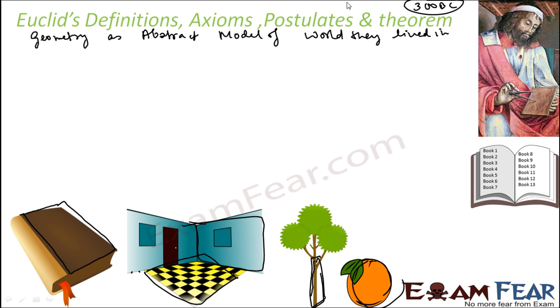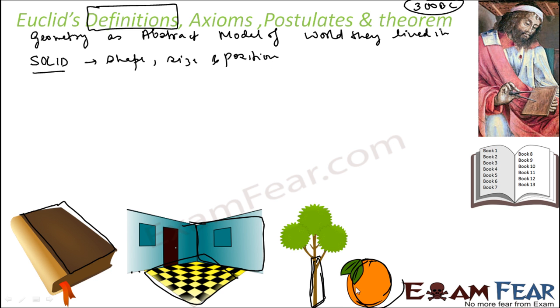So the Greek mathematicians of Euclid's time thought of geometry as the abstract model of the world they lived in. I'm talking about definitions now. They defined a lot of objects. For example, they defined a solid, because around us we have solids. They say a solid is something which has shape, size, and position. An orange is a solid because it has shape, size and position. It can be moved from one place to another, just like a tree, a room, or a book.